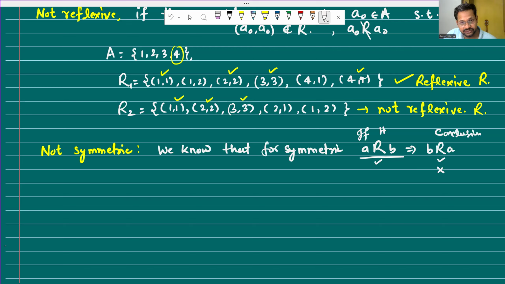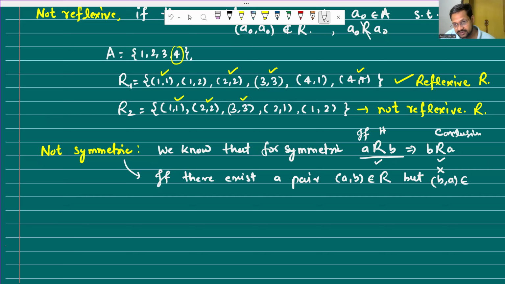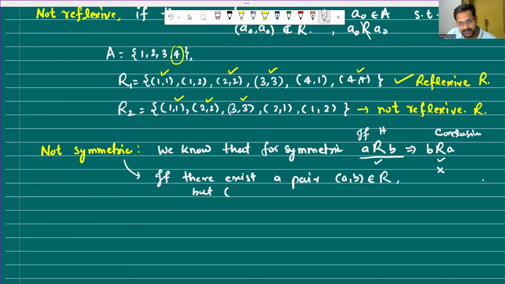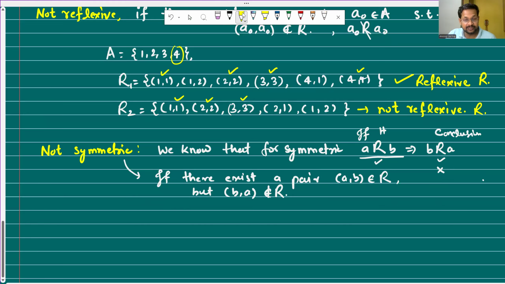So here, for the condition not symmetric, if there exists a pair (a, b) in R, but this (b, a) is not in R, you can write it in this way too. So if there exists a pair (a, b) in R, but this (b, a) does not exist in R, then we easily say this is not symmetric. Okay. So when will a relation not be transitive?